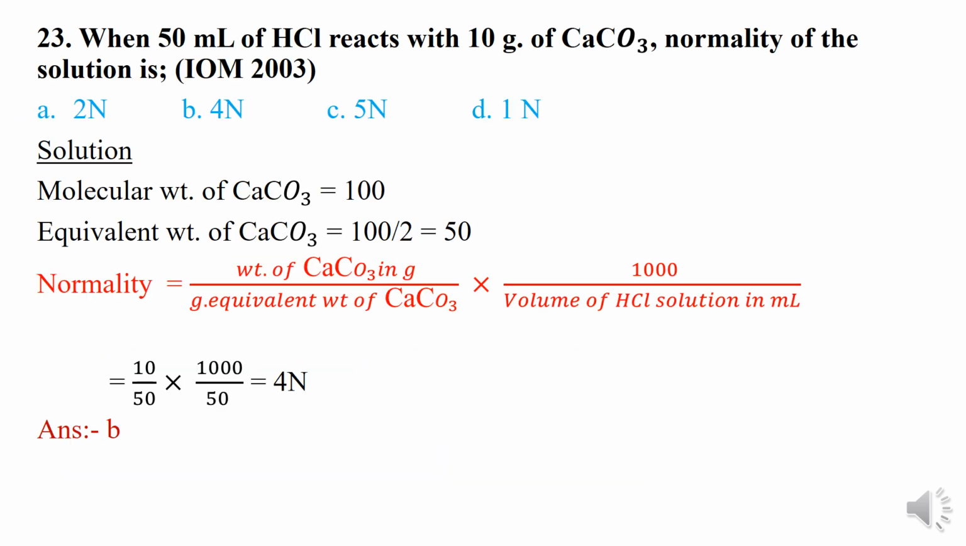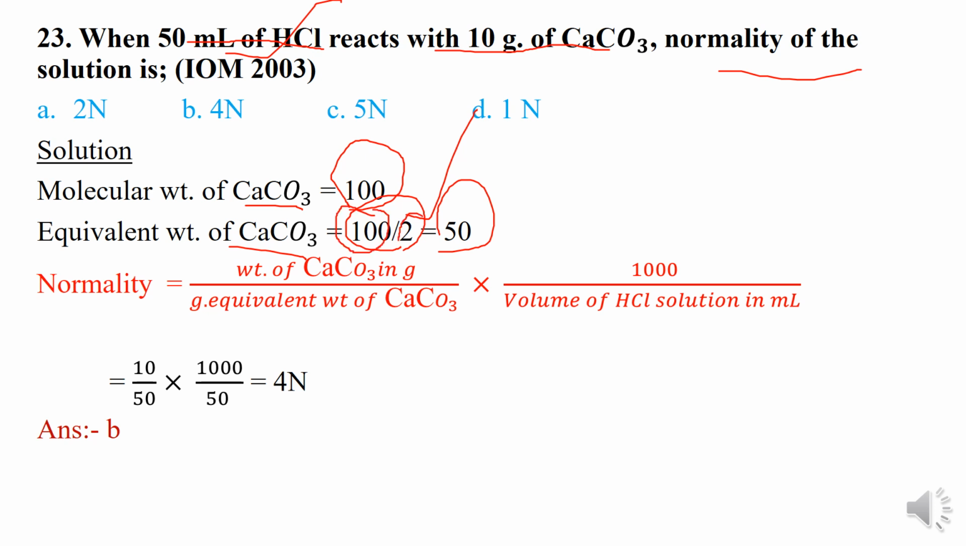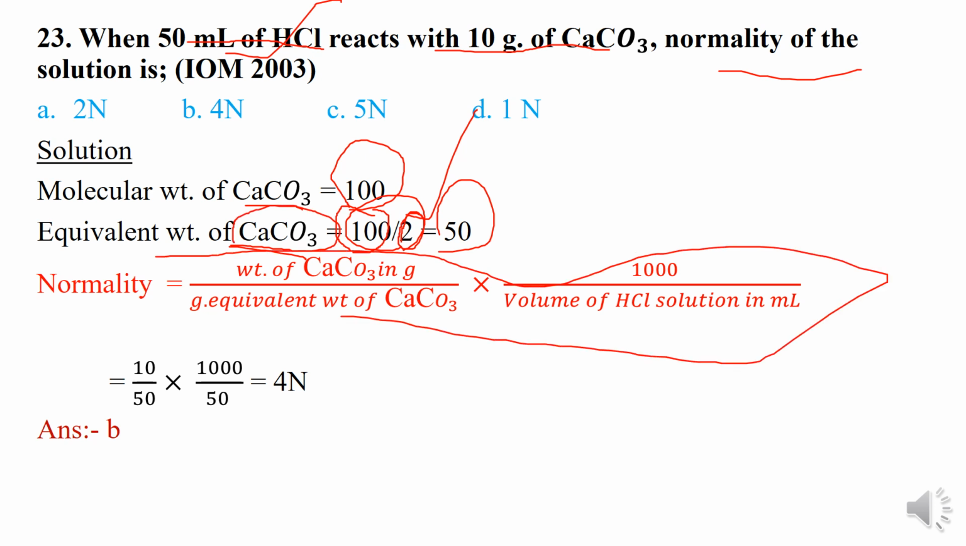Next question. When 50 ml of HCl reacts with 10 gram of calcium carbonate, the normality of the solution is? We have to calculate the normality of the solution containing calcium carbonate in 50 ml of HCl. Molecular weight is 100 gram. Very simple. Equivalent weight will be 100 by 2, that is 50. How is this 2 obtained? 100 is the molecular weight of calcium carbonate divided by the total positive or negative charge. In calcium carbonate, total positive charge is 2. So 100 by 2, 50. This is the calculation for the equivalent weight of calcium carbonate.